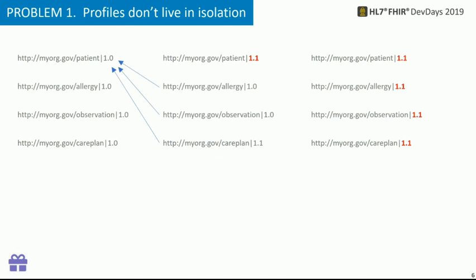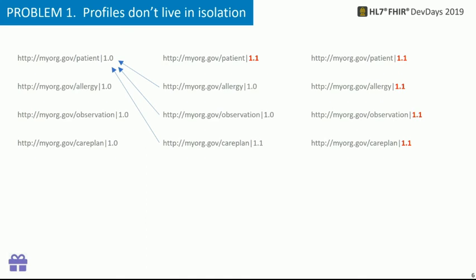So here's a bunch of canonicals, canonical references, canonical URLs. And these are, let's say, 3 generations. So in the first list, you have 4 canonicals that are all in version 1. And in case you didn't know, the pipe token in a canonical reference stands for I want that specific version of that profile.